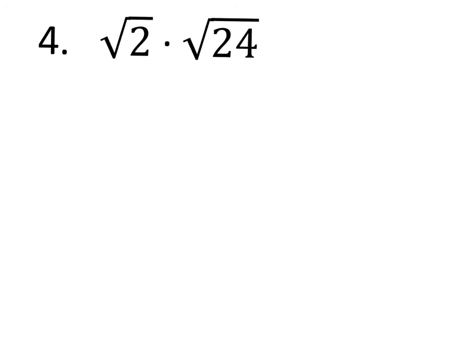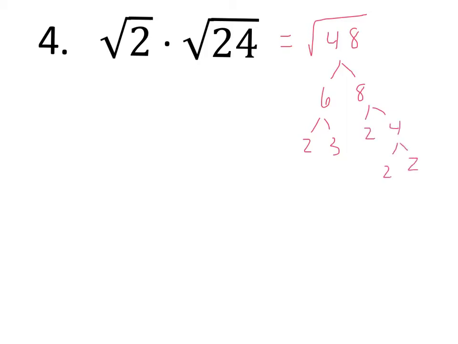Okay, so now you see here, it's just a multiplication problem. You're simply just going to multiply it first and then break it down. So 2 times 24 is 48. And now I'm going to break down 48. Okay, I'm going to use 6 and 8. The 6 will break to 2 and 3. The 8 will break to 2 and 4.